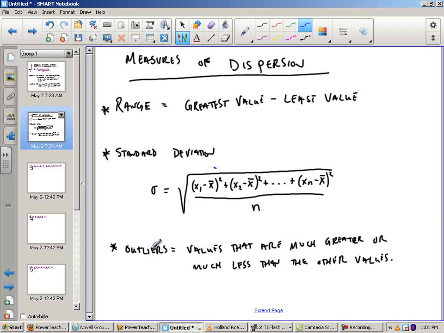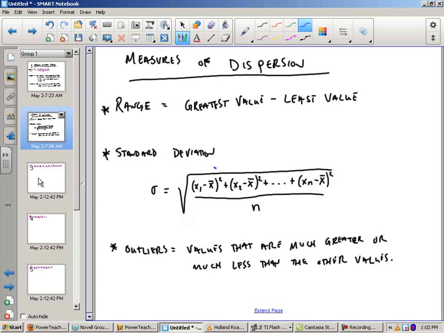All of these can be affected by outliers, which are values in the data set that are much greater or much less than all the other values. So if I have the numbers 2, 3, 4, and then the next entry is 100, that 100 is very, very far from 2, 3, and 4, so I might consider it an outlier. And there are times we would want to throw that value out of the data set.